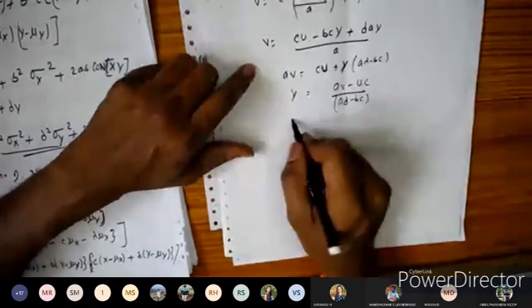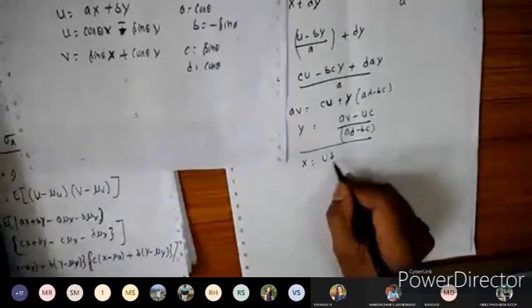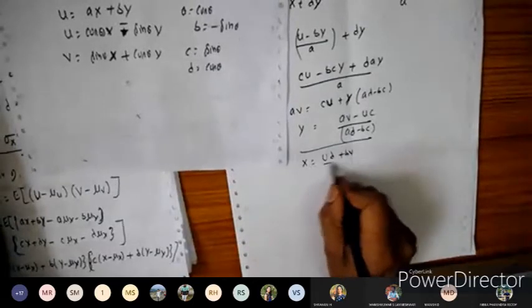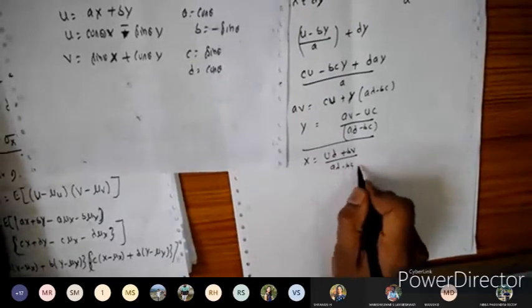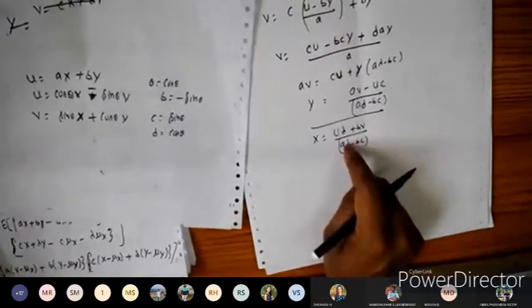So got it now. We got this expression, and for x we did in the previous class. The x we got as the inverse transform variable is (ud plus by) divided by (ad minus bc). Okay, so done. So we have done the inverse transformation of the random variables. Okay, so now what shall we do?